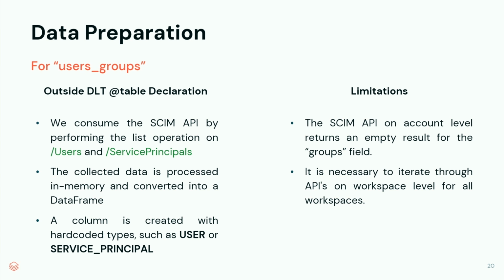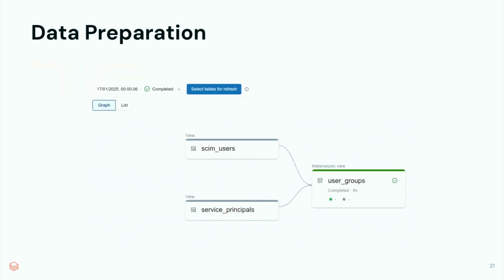But in this case, we have some limitations, because the SCIM API on account level returns empty for the groups field. So it's necessary to use the SCIM API on workspace level. So if you have more than one workspace, you need to iterate through the SCIM API on every workspace that you have. So here is an example of the user group DLT pipeline.